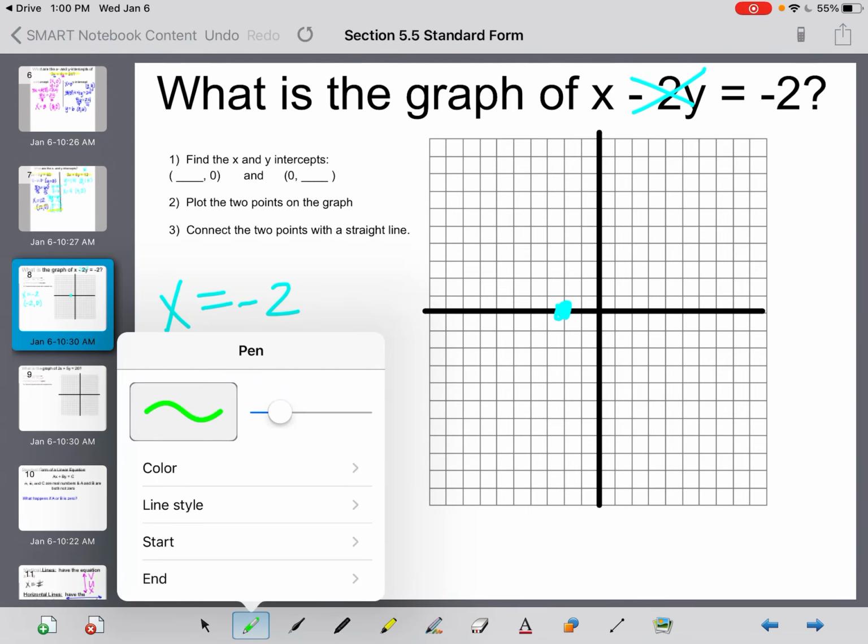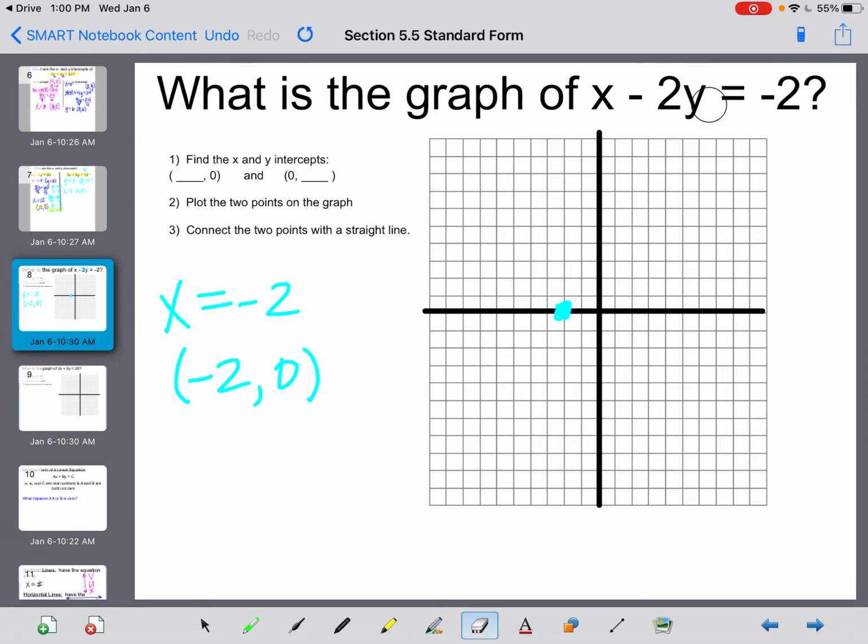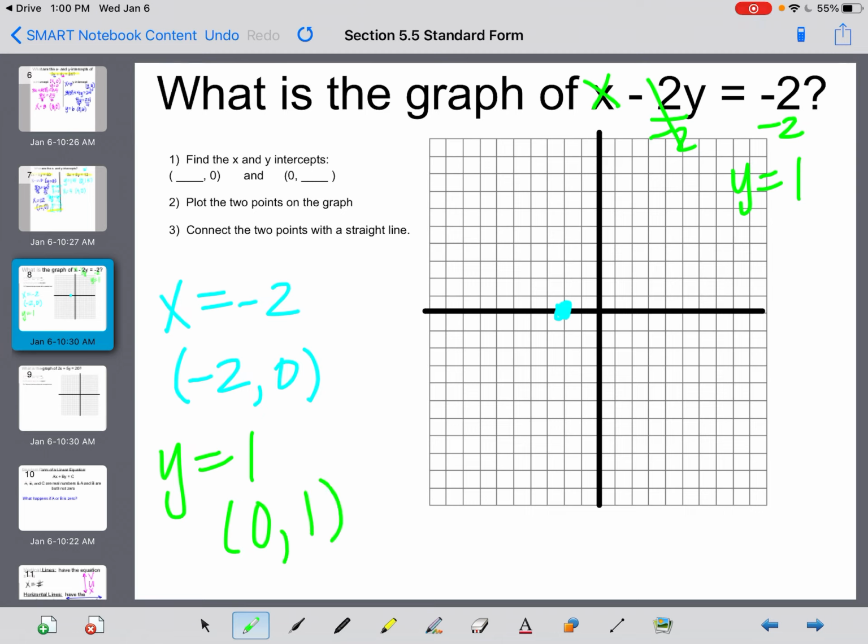If I'm looking for my y-intercept, that means I'm going to get rid of my x, and I have -2y equals -2, so I divide by -2 and find out that y is equal to 1, which is really the ordered pair 0, 1. So I'm going to go over 0, up 1, right there. Then I'm going to connect my points and put arrows.